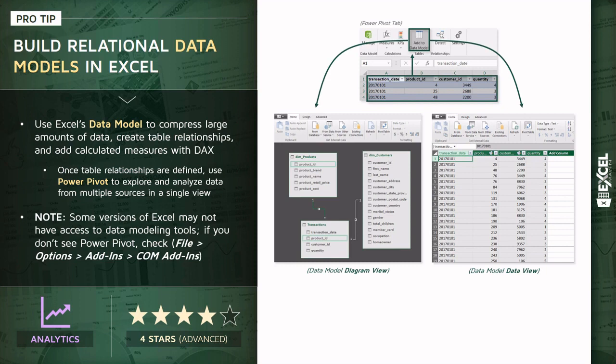On the left, we have the diagram view, in which case we see our tables appear as individual objects, and that's where we can create the actual table relationships between them based on things called primary and foreign keys.